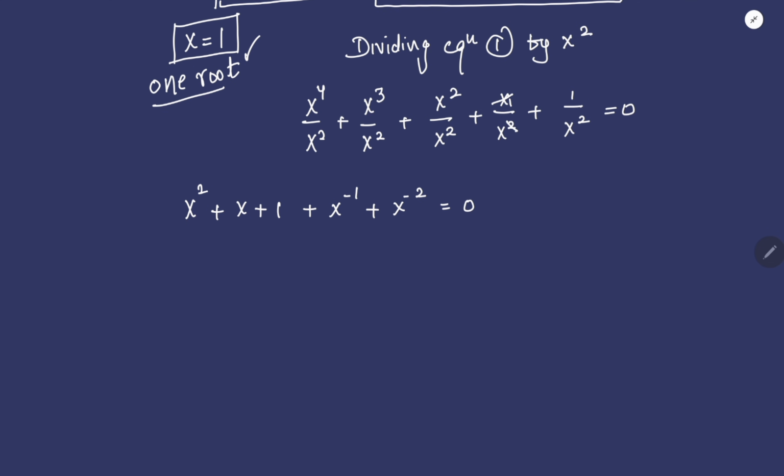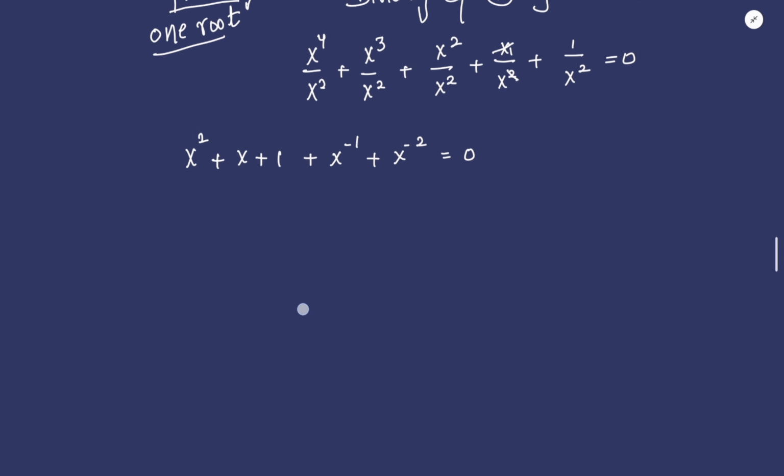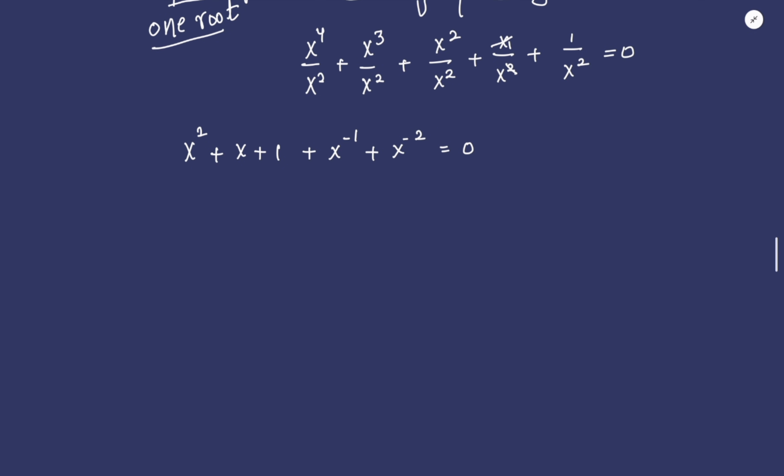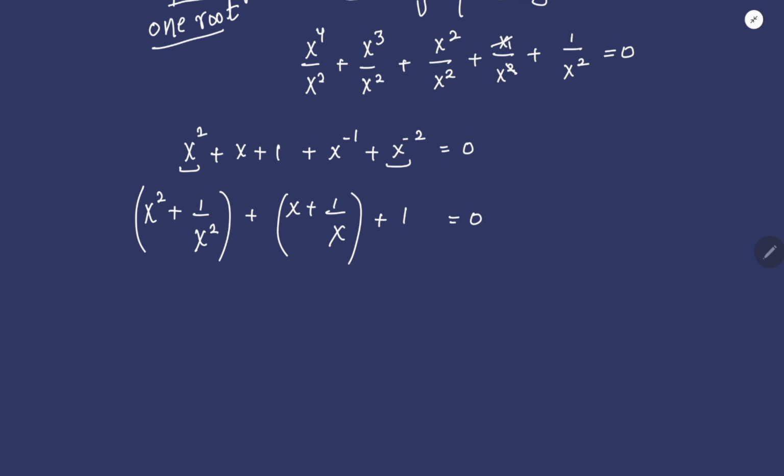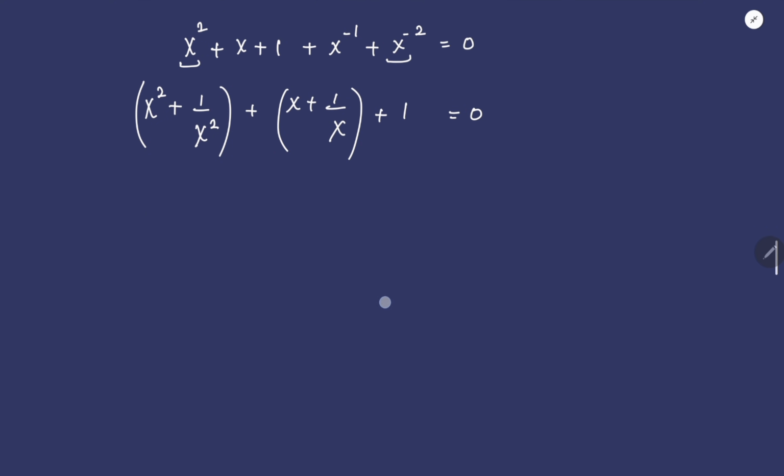Okay, why did I do that? I will tell you that as well now. First of all, you just learn to simplify this. I will write square terms together, x square plus x raised to power minus 2. Can I write it as 1 by x square, plus x plus 1 by x, plus 1 is equal to 0. Okay, now you know why I did that? Because there is one relation for such type of questions.